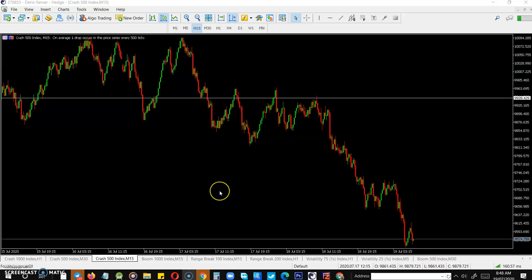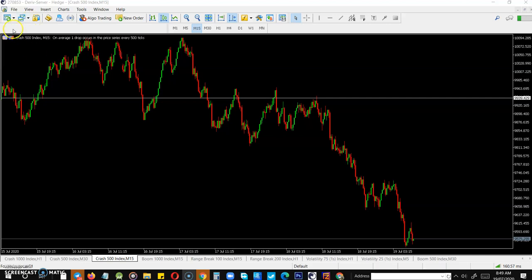Just to begin with, I would like to show us how we can add our two major markets, which are Crash 500 and Crash 1000. To begin with, we want to add Crash 1000. I believe you've downloaded your MT5 for PC from the derive.com website.